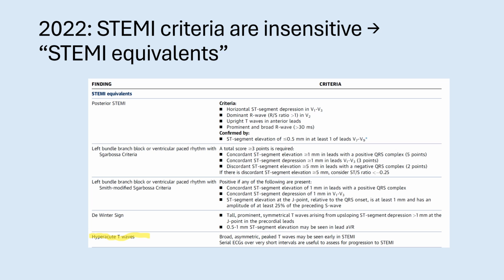STEMI criteria have been found by multiple studies to be less than 50% sensitive for coronary occlusion. So all of these STEMI equivalents in 2022 were officially tacked on to the STEMI criteria, and they are equally sufficient grounds for activating the cath lab. These include the notoriously difficult to define hyperacute T waves.